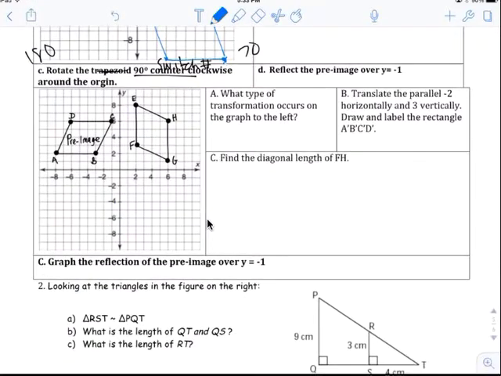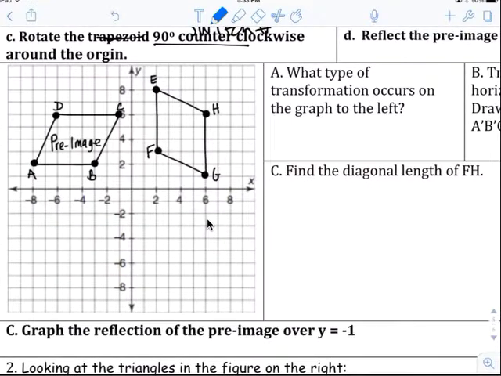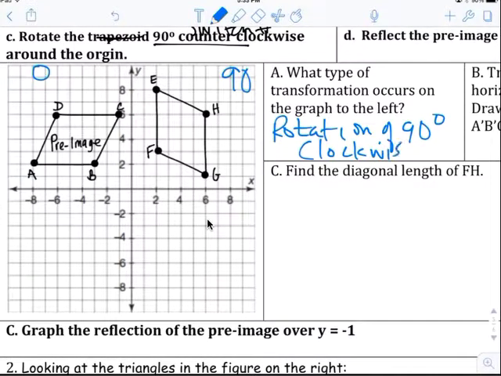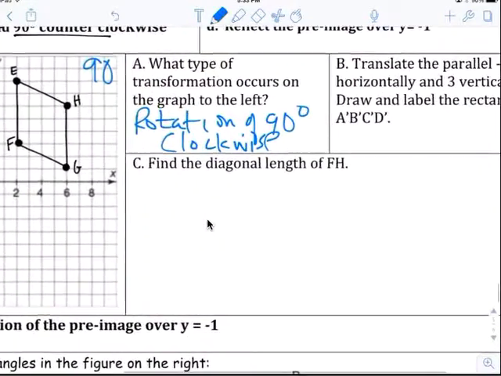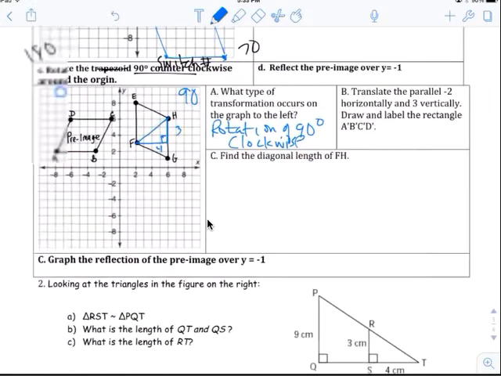Okay. Same with this. What transformation occurred here? It's called rotation of 90 degrees clockwise around the origin. Find the length of FH, F to H. Pretend all the other ones don't exist. So I go here, there's my 90 degrees. Okay? 3, 4, and the missing FH is 5.